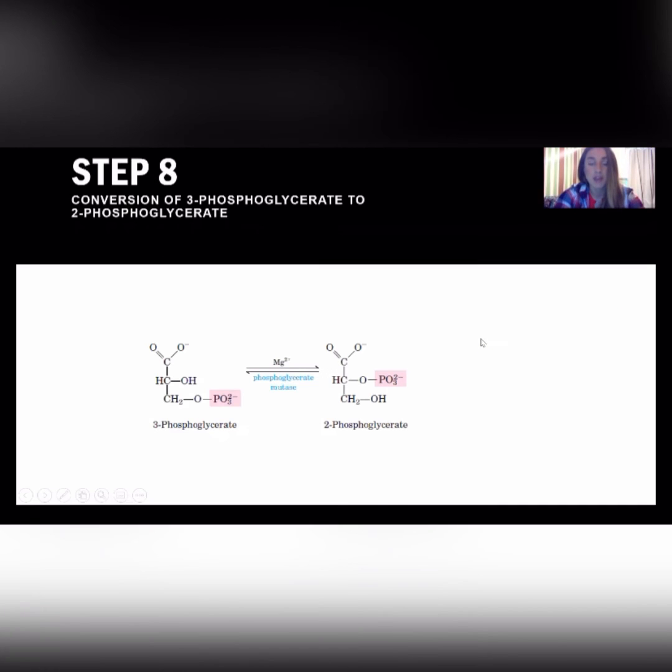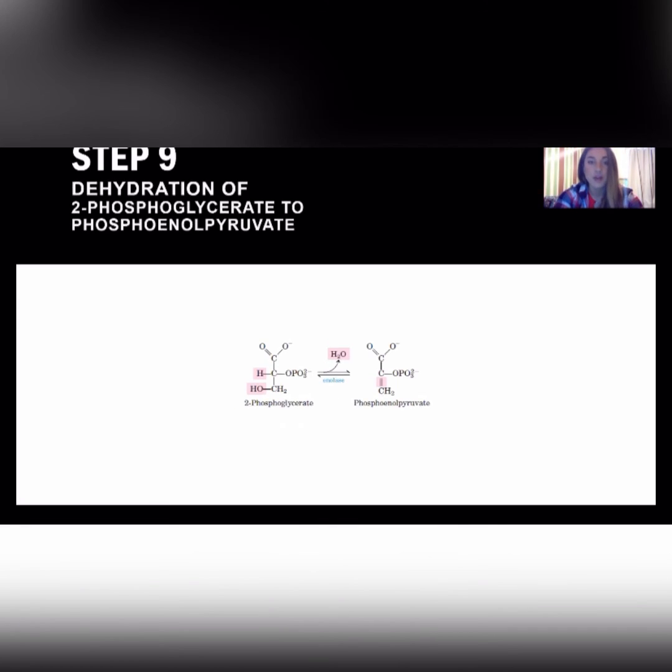Then we have step 8, which is going to be the conversion of 3-phosphoglycerate to 2-phosphoglycerate, which is basically just a shift in the bond position, and the third position is going to become the second position, and the enzyme is going to be phosphoglycerate mutase, which is going to be a readily reversible reaction. Then we have step 9, which is going to be the dehydration of 2-phosphoglycerate, and it's going to be converted to phosphoenolpyruvate with the release of a water molecule, and it's going to involve the enzyme enolase, which is going to require Mg2+, as phosphoenolpyruvate is going to be formed. This is going to be a high energy phosphate bond.